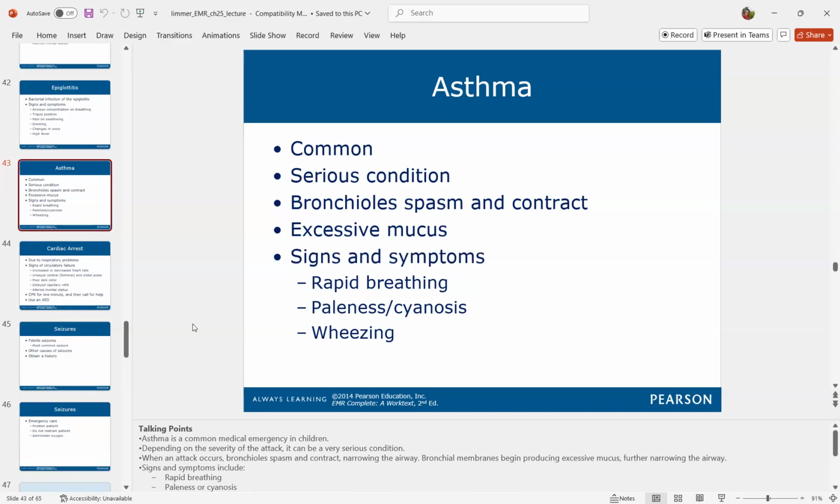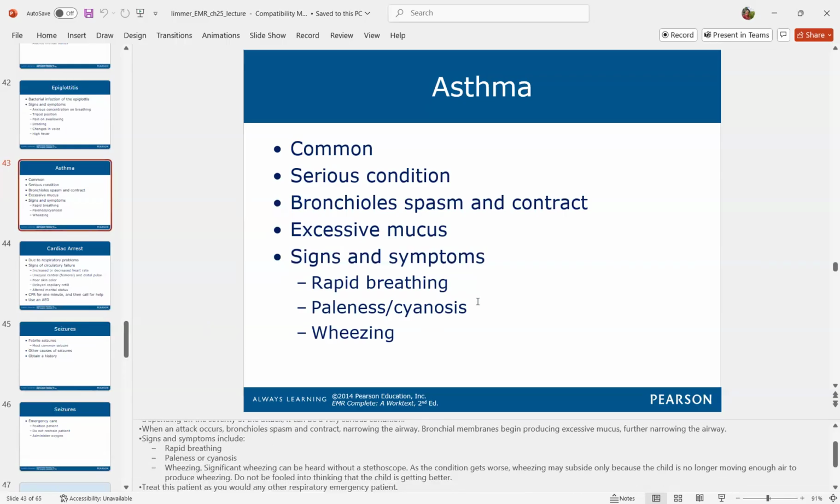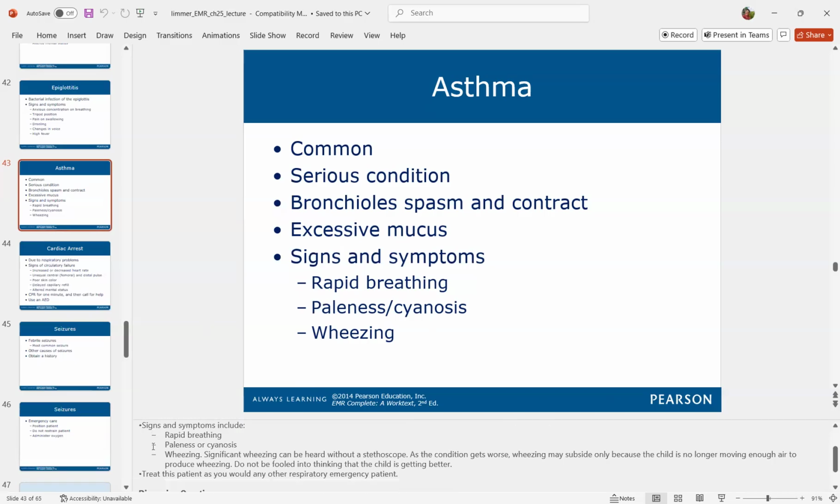The bronchial membranes begin producing excessive mucus, which further narrows down the airway. They're not getting as much oxygen as they need. They can't get the air out. They can't get the air in. So they're going to have rapid breathing. They're going to be pale and cyanotic. Again, that's that bluish grayish color. They're going to be wheezing. Wheezing is a big one with asthma.